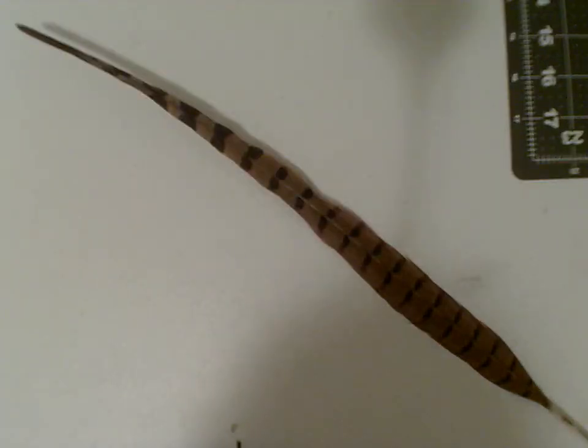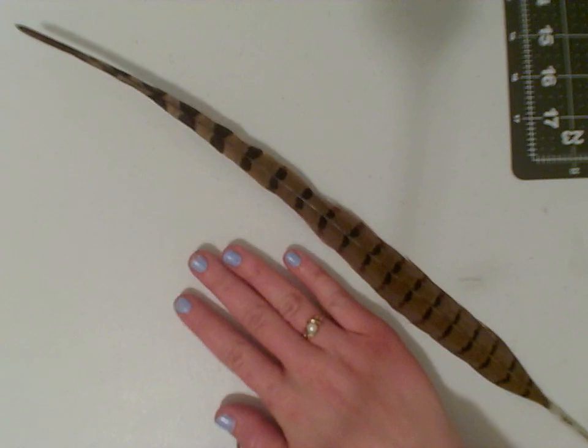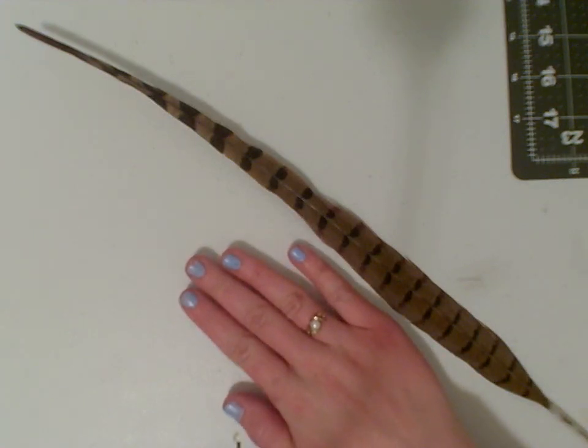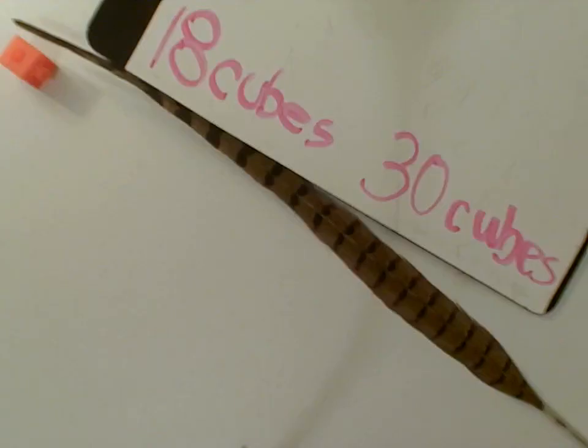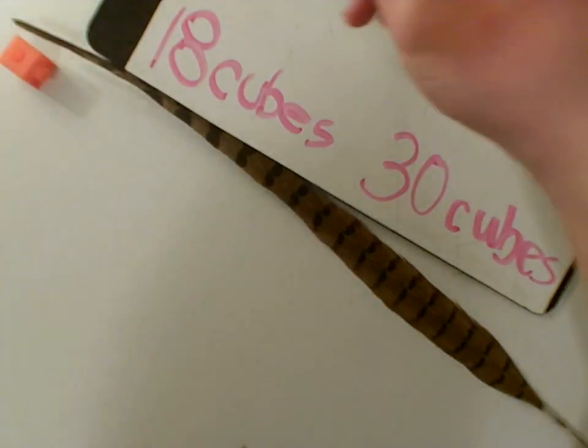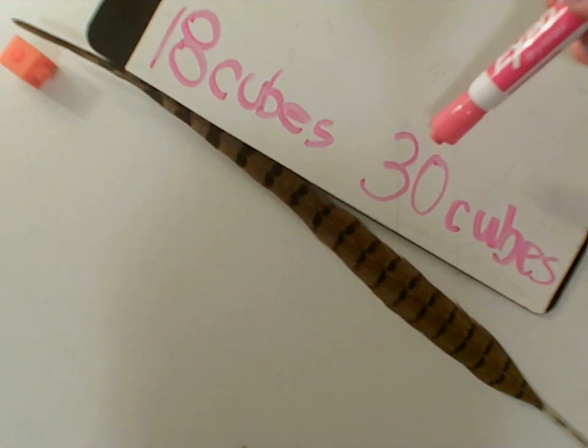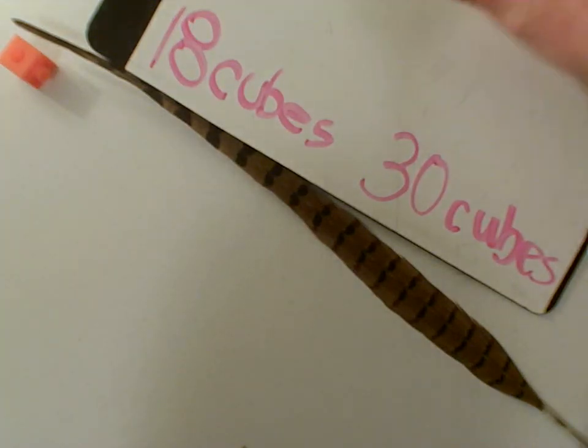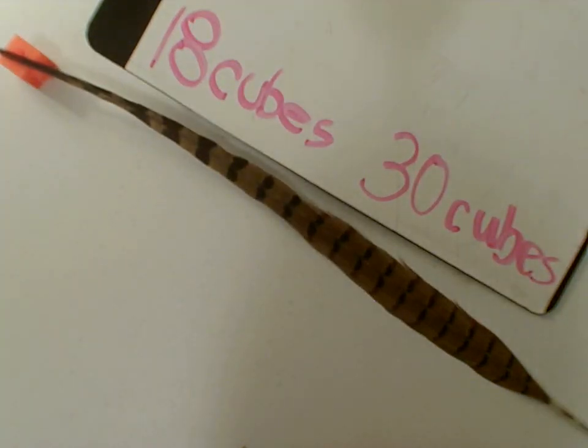All right, here is a nature fun fact of the day. What bird do you think this feather came off of? Here is my hand next to the feather. So it was a pretty long feather. All right, so do you think it's going to be 18 cubes or 30 cubes long? You get to make that guess.